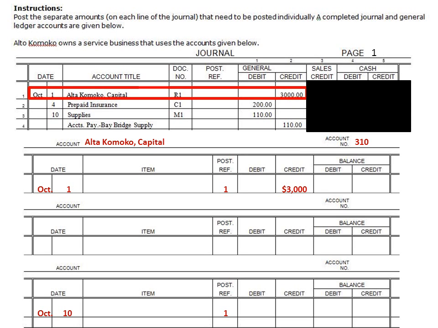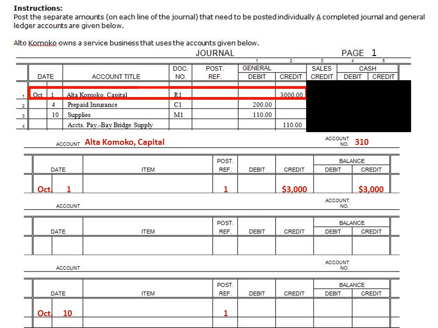Then we have to figure out the balance. If we have nothing, zero, and we have a $3,000 credit, that's going to give us a $3,000 balance as a credit. And it should, because when they invest money in Alto Comoco Capital, it increases owner's equity, so it should have that credit balance, as we learned earlier this year.